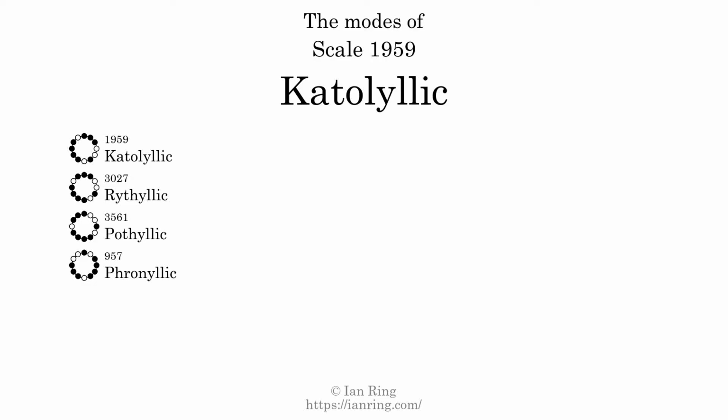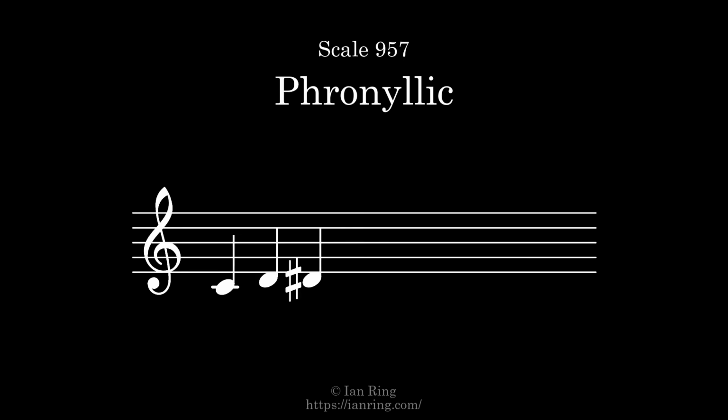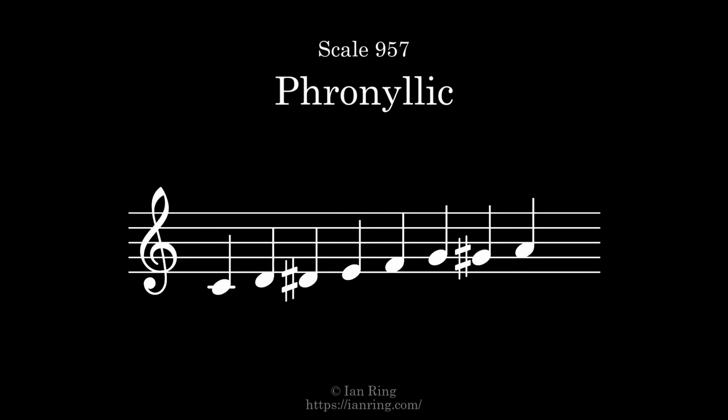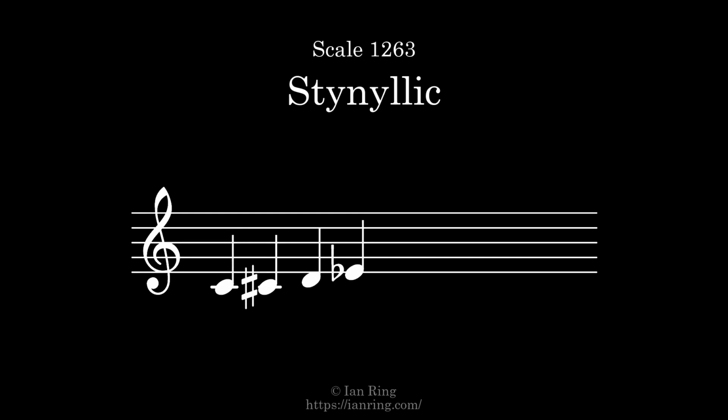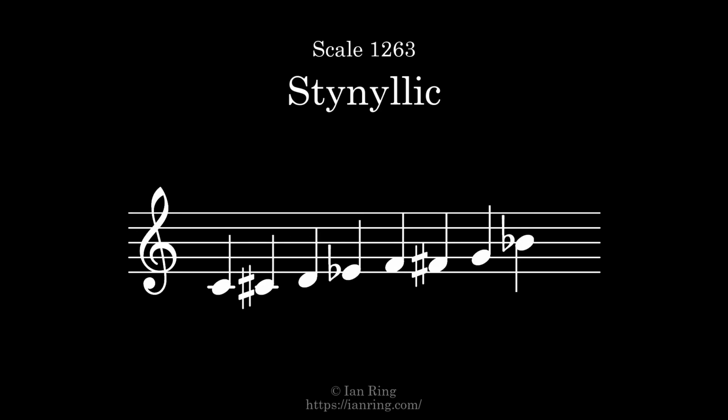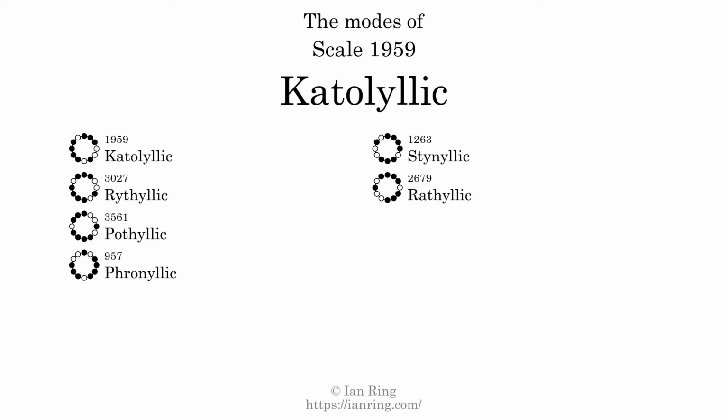The fourth mode is scale 957, also known as phonetic. It sounds like this. The fifth mode is scale 1263, also known as stylistic. It sounds like this. The sixth mode is scale 2679, also known as Katolyllic. It sounds like this.